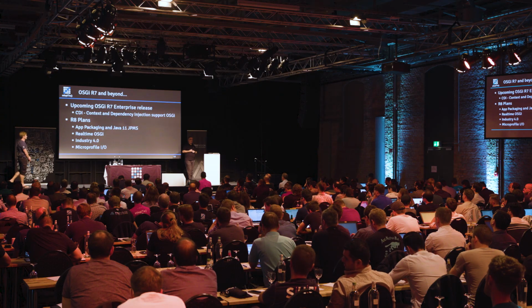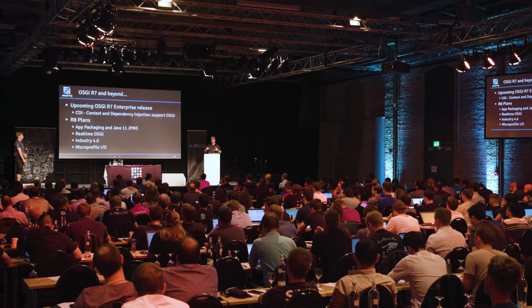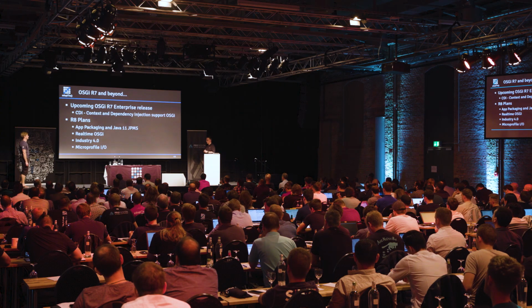For R8, the next version of OSGi, we have some ideas about the feature model, which is this app packaging, about how to make more sense about OSGi and JPMS, and some other things like real-time stuff. IoT, of course, is always a very hot topic in these things, and microprofiles, so this Java 9 new thing, and how to make sense in combination with OSGi.